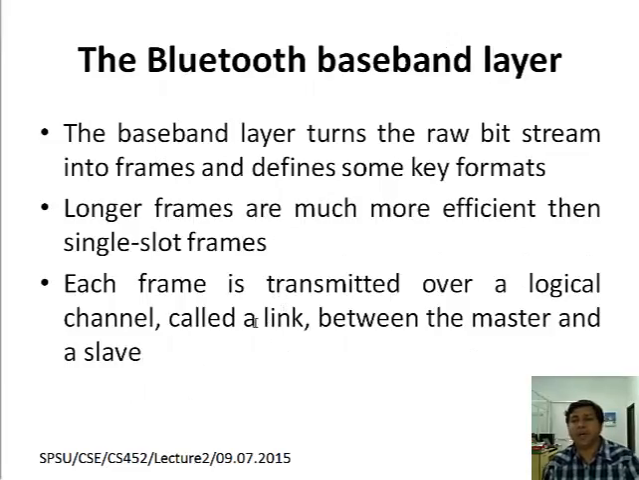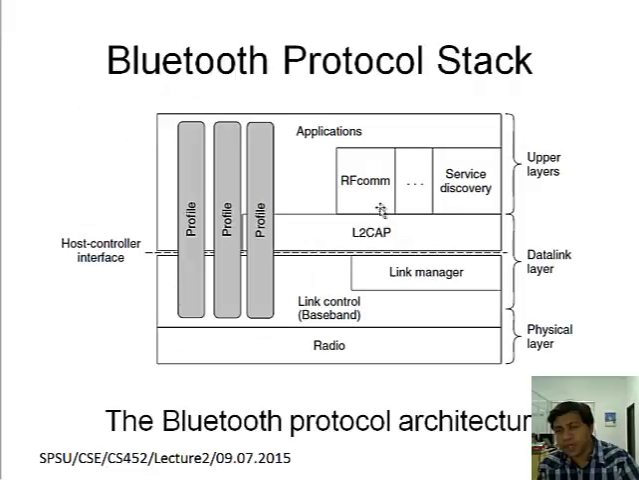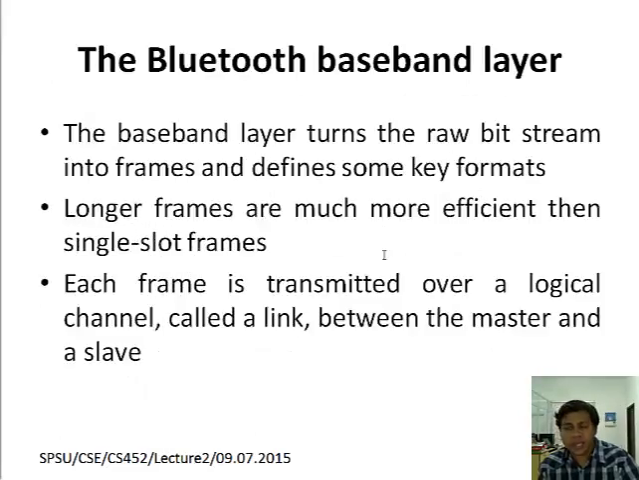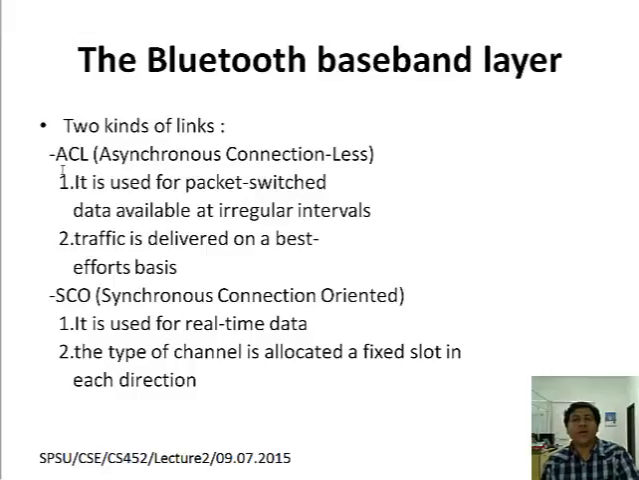Now next is the baseband layer. The next layer we have seen is the baseband layer, and already we have discussed it. It uses TDMA for communication, and each frame is transmitted over a logical channel called a link, and there is a link manager. This link manager decides upon two different links: one is called the SCO link, one is called the ACL link, which we will discuss. Now, what is this ACL link? The ACL link is called an asynchronous connectionless link.